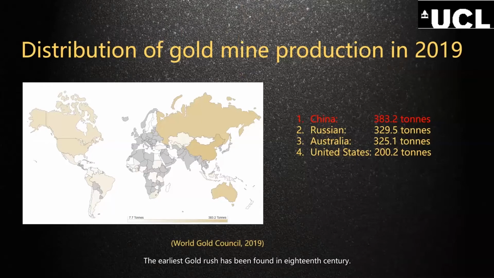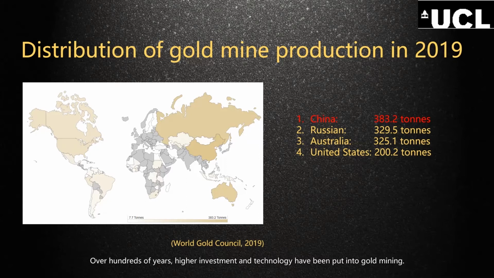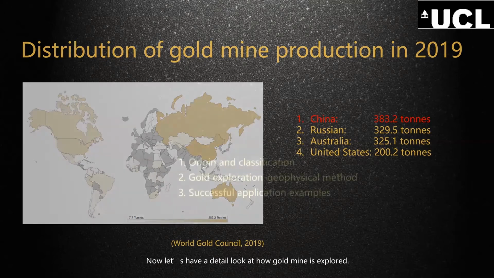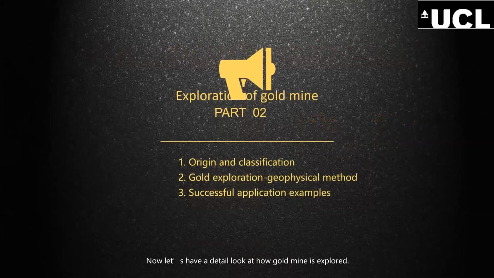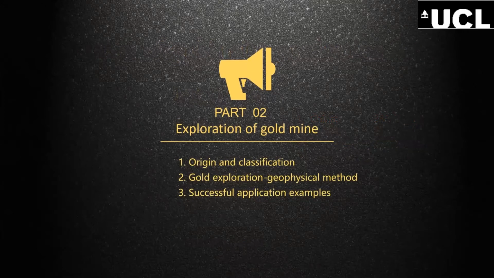The earliest gold rush was found in the 18th century. Over hundreds of years, higher investment and technology have been put into gold mining. Today, as we can see in this graph, gold mining is common in most areas, and China was the largest gold producer in 2019. Now, let's have a detailed look at how a gold mine is explored.